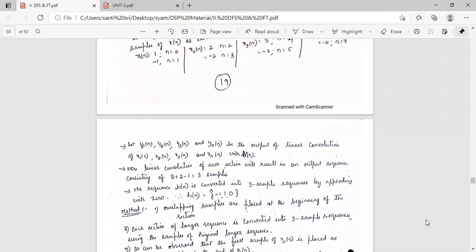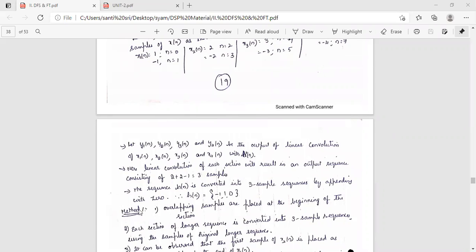Here the linear convolution of each section will result in an output sequence of size l plus m minus 1, that is 2 plus 2 minus 1, 3 samples. That's why in overlap save method, we will append 0 to h of n, which is 1 and minus 1. So h of n will become 1, minus 1, and 0.